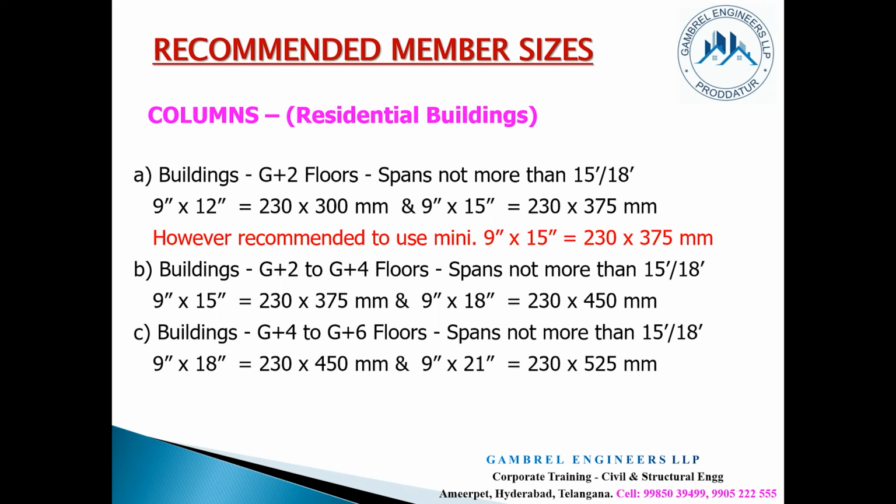So that's why you need key suggestions for finalizing the member size, especially for columns. It is a clear statement. If it is less than G+2, try with 230 by 375, that would be fine. Straight statement. If it is G+2 to G+4, try a different size like 230 by 450 mm. And if it is G+4 to G+6, try different sizes like 230 by 450 or 230 by 525 column size. Try these sizes, right? You can begin with these sizes.